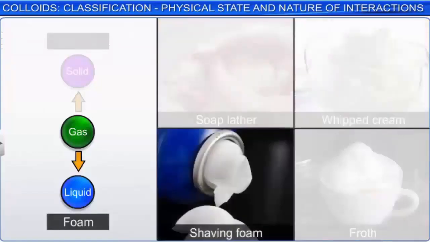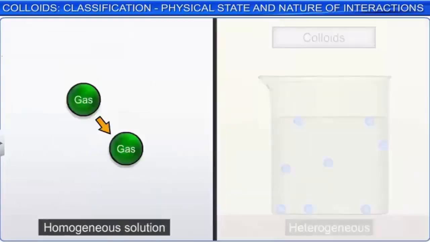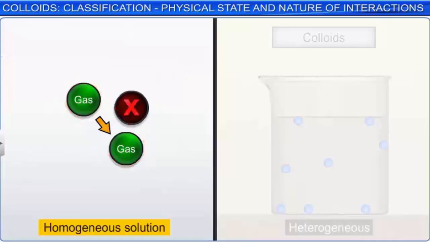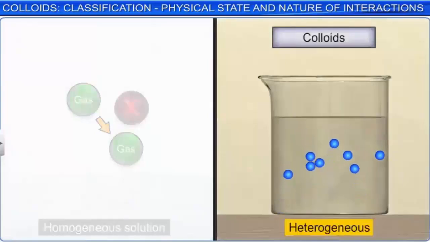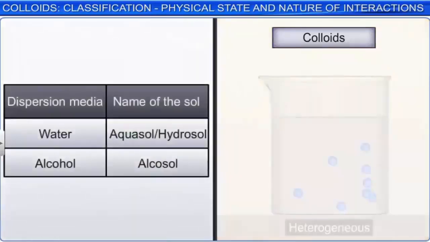It is important to note that the colloidal system of a gas into some other gas is not possible because gases always form a homogeneous solution. Since colloidal systems are heterogeneous, they cannot be obtained by dispersing a gas into another. Depending upon the nature of the dispersion media, sols are given different names. For example, if the dispersion medium is water, then the sol is called an aquasol or hydrosol. And when the dispersion medium is alcohol, it is called an alkosol.